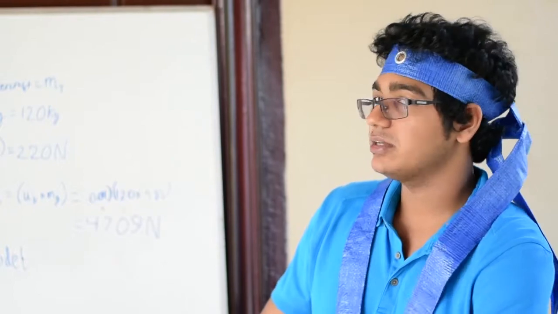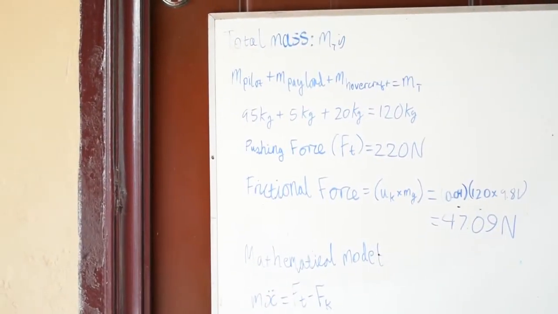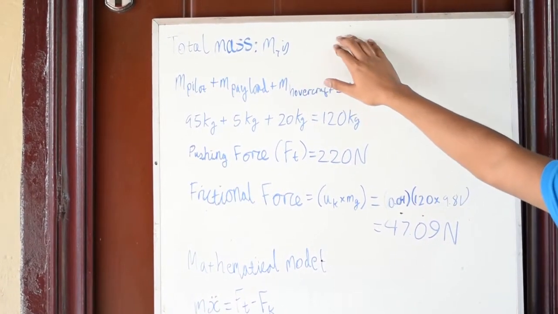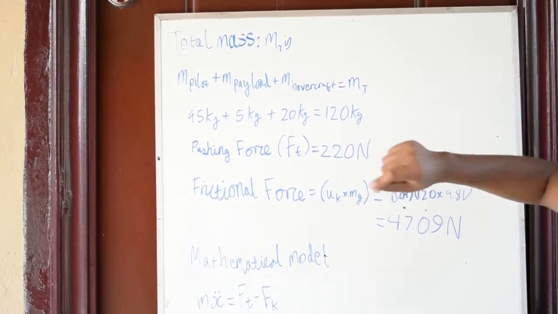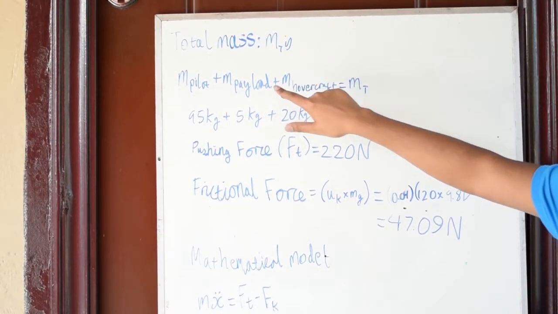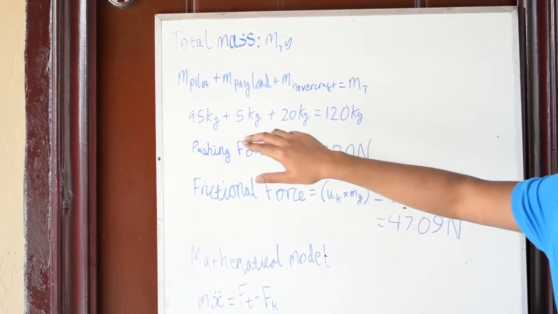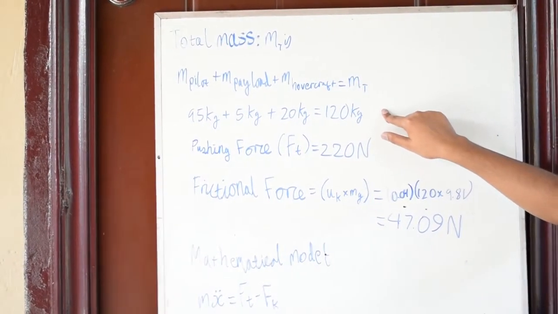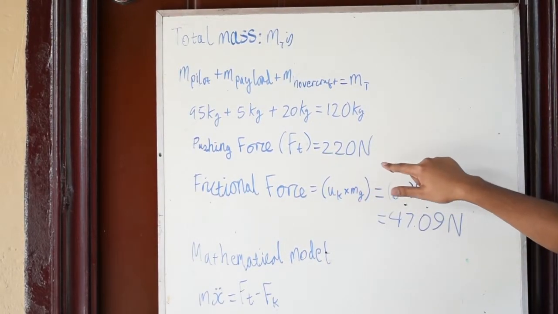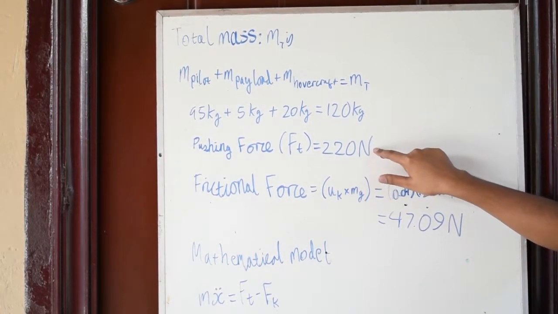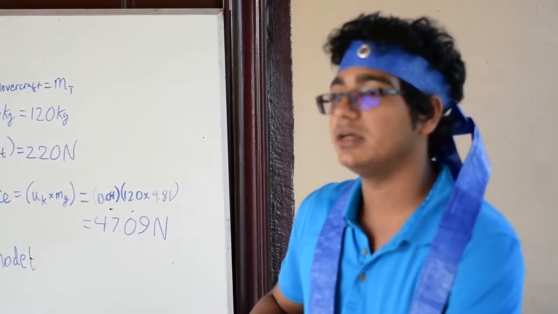I'd like to discuss the mathematical model for our hovercraft system. First of all, we have to discuss how we get the total mass of our hovercraft, plus its payload plus the pilot. So we denote total mass as m subscript t, which is the mass of the pilot, the mass of the payload, and the mass of the hovercraft, which works out to be 120 kilograms. Now, the pushing force F subscript t is 220 newtons, which we discovered from an online article which gathers the average pushing force of a human being.